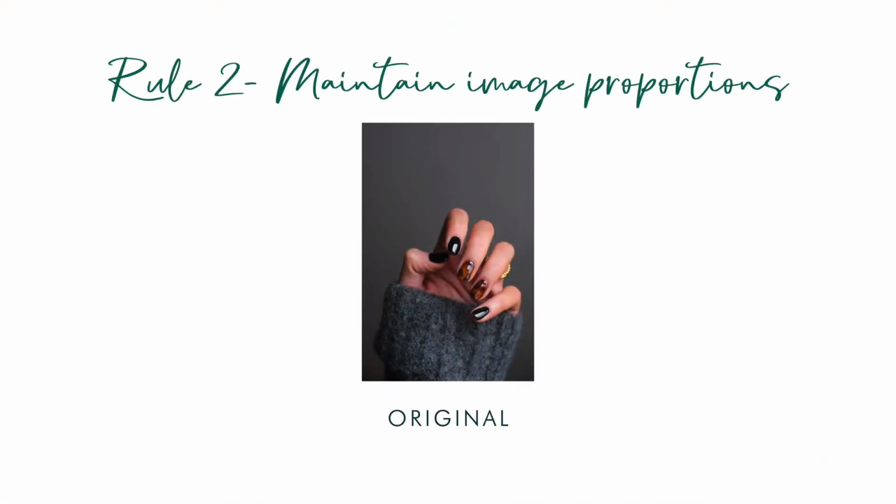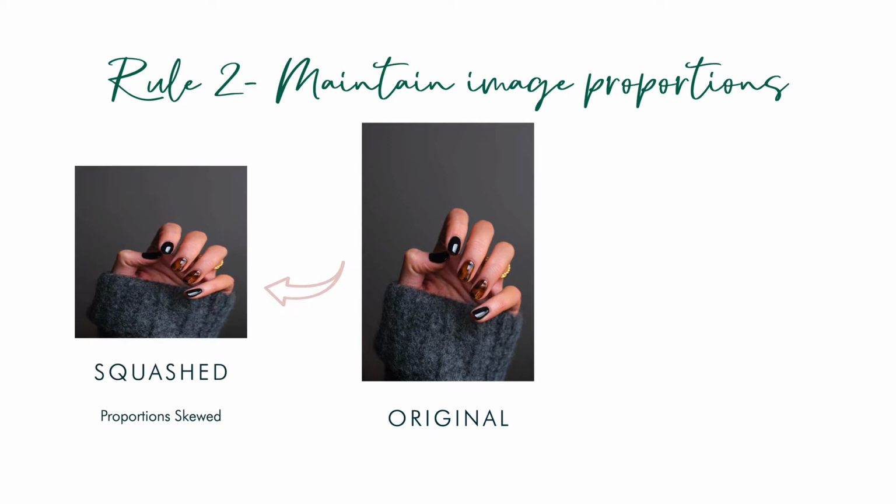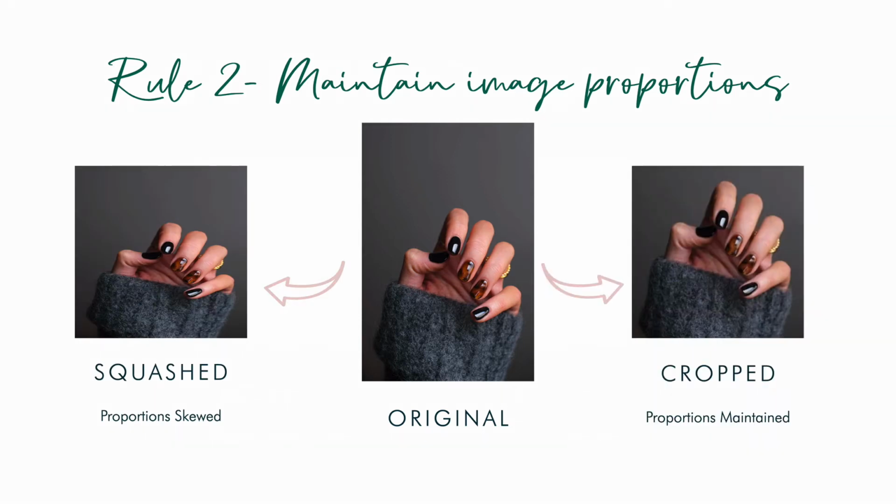You also need to maintain the proportions of an image. So for example, this nail image I've got here is a portrait image. Now, if I just dragged it down from the top, then it would skew the image and it would look horrible. What I need to do is crop the image. So I need to crop it into a square to fit my website rather than squishing it, because you don't want it to be all distorted and horrible.